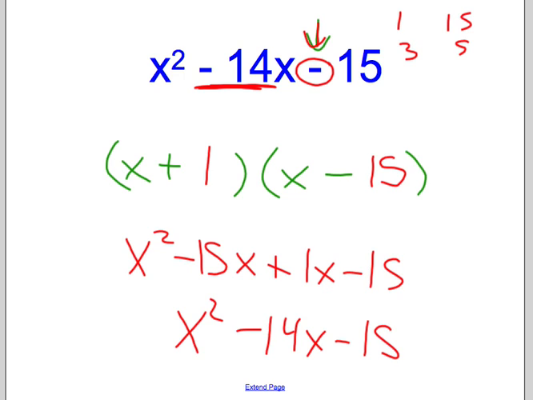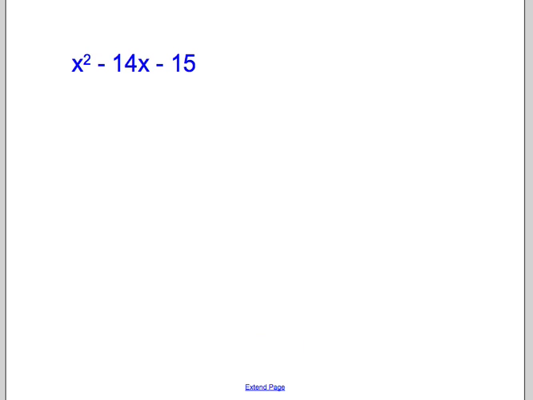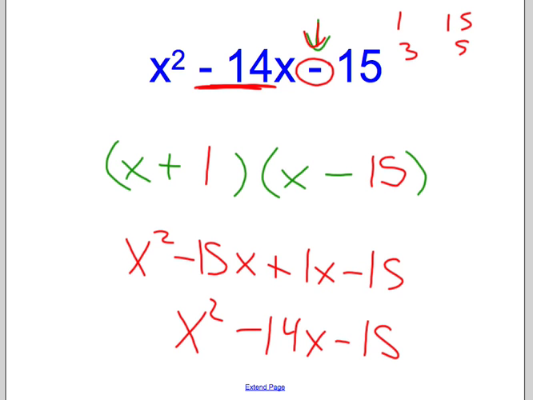Dalton. What happens if the last sign's a positive? Good question. Let's go to that. I've got a question about all of this. All right, go ahead. I don't get the difference part.